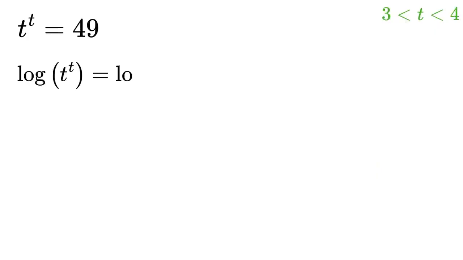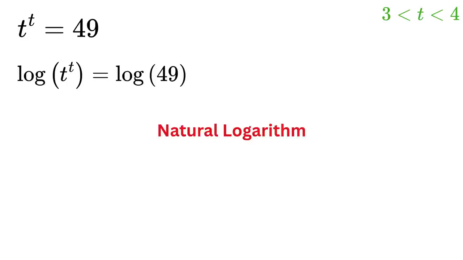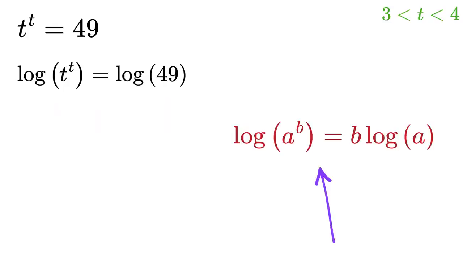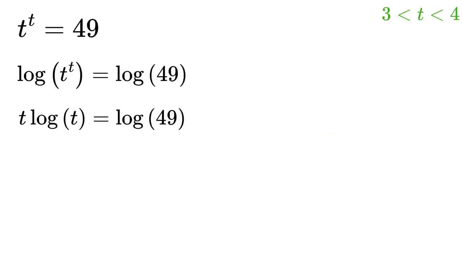First, let us apply the natural logarithm on both sides. Some people call the natural logarithm ln, but I will call it log. This gives us log of t raised to t equals log of 49. Now, using the power rule of logarithms, we can rewrite this as t times log of t equals log of 49. In order to solve it further, we will use the Lambert W function.